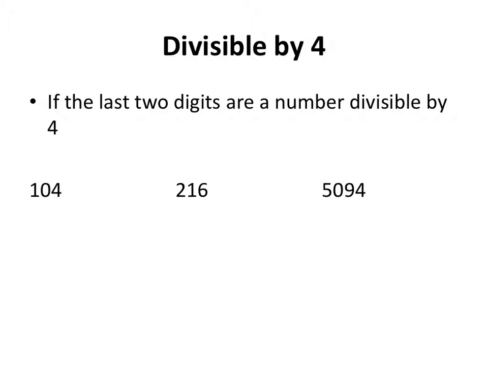A number will be divisible by 4 if the last two digits are divisible by 4. So 104, those last two digits, 0, 4, basically a 4, that's definitely divisible by 4. 104 is 4 multiplied by 26. 216. Looking at the last two digits, we have 16. That's a multiple of 4. 216 is 4 multiplied by 54.